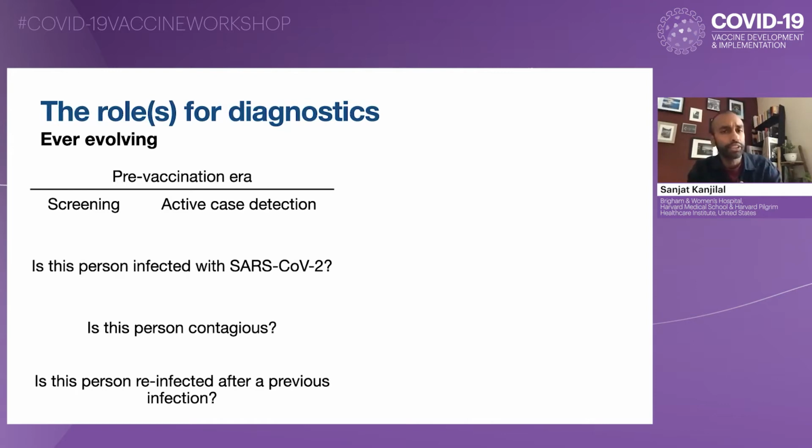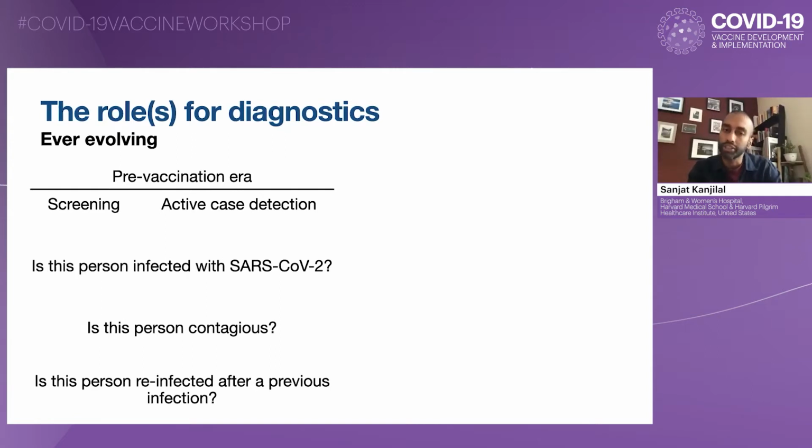In the pre-vaccination era, diagnostics really served two purposes. The first was to screen people for asymptomatic infection and therefore block transmission before it can happen. And secondly, for active case detection to help halt outbreaks, as well as to identify patients for clinical management.